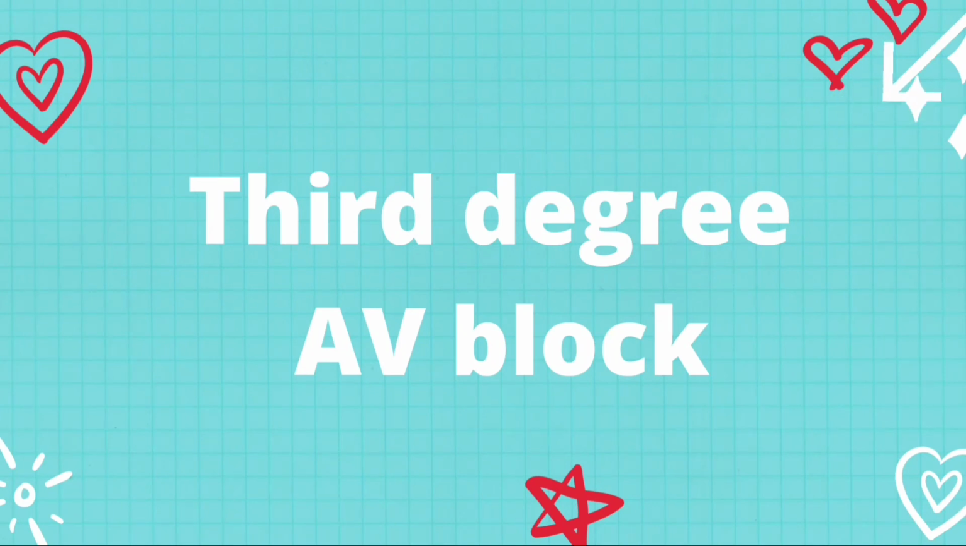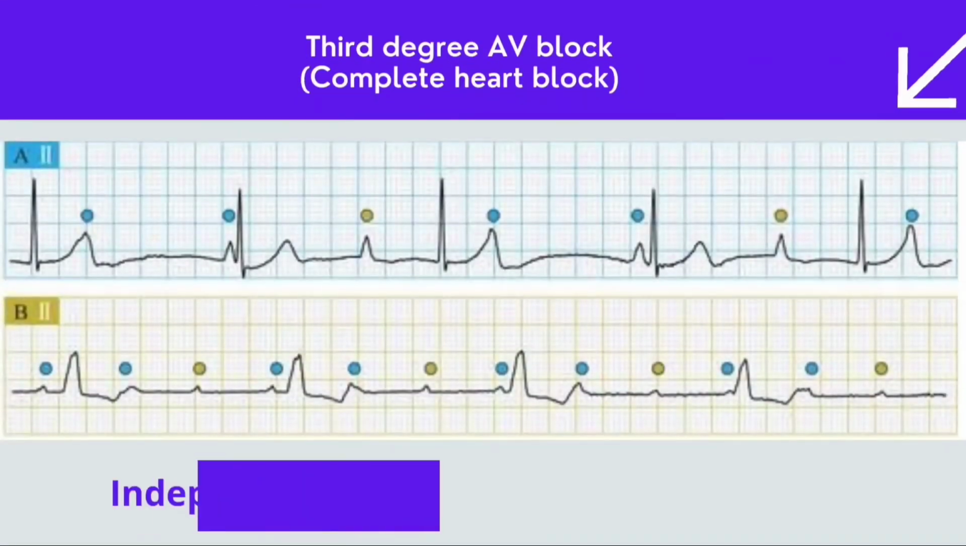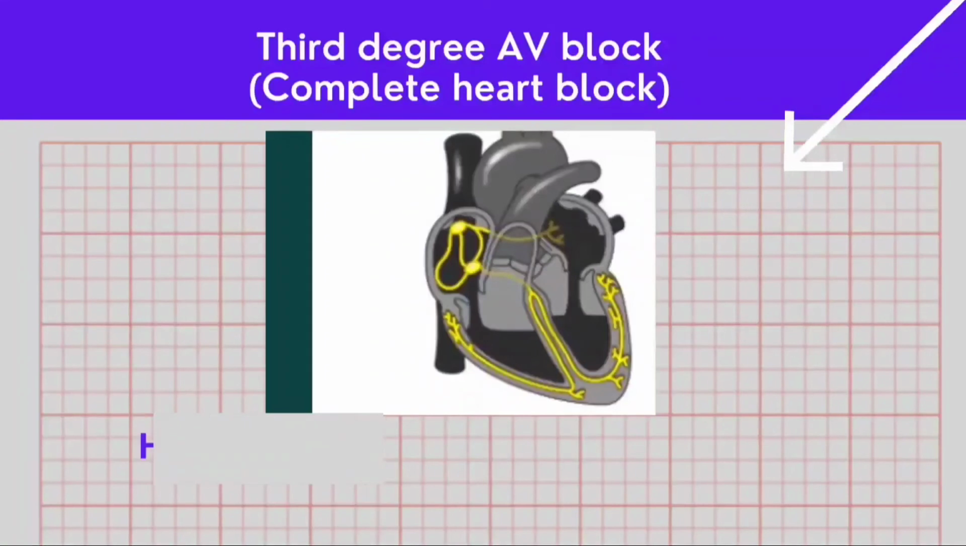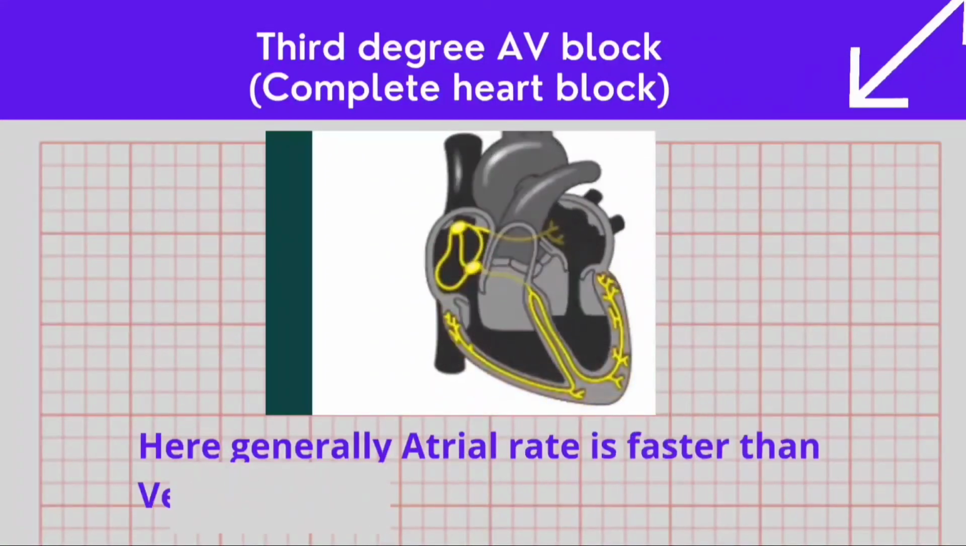Third-degree AV block or complete heart block has independent atrial and ventricular activity. Here, generally the atrial rate is faster than the ventricular rate.